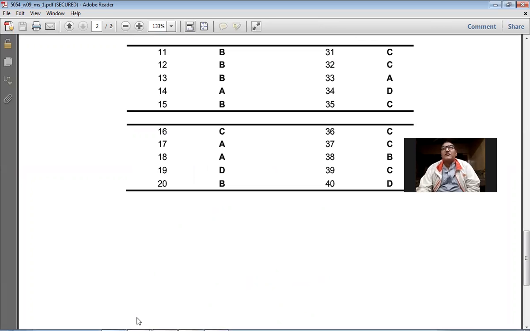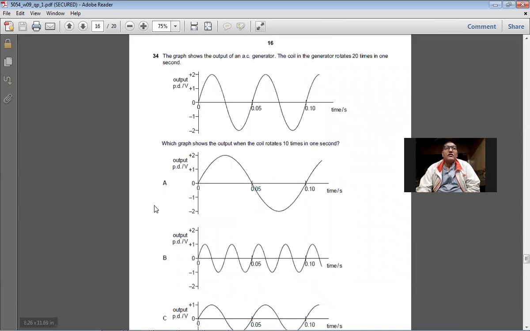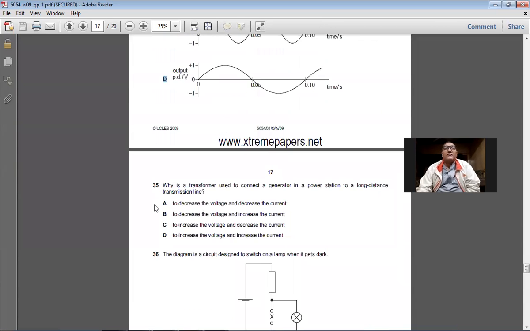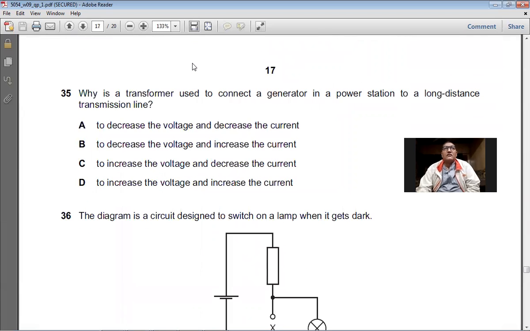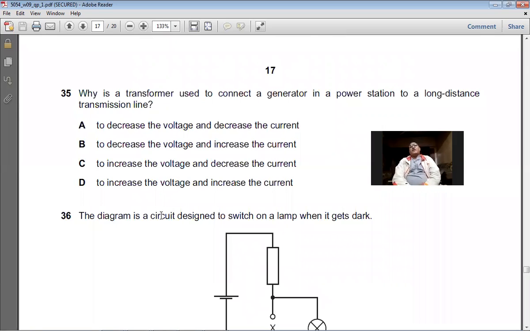Question number 34, D is the right option. Why is a transformer used to connect a generator in a power station to a long distance transmission line? To decrease the voltage and decrease the current? To decrease the voltage and increase the current? No.